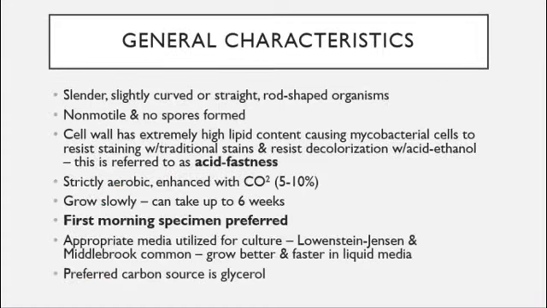Some general characteristics when it comes to Mycobacterium. They're slender, slightly curved or straight, rod-shaped organisms. They're non-motile, and no spores are formed. Cell walls have extremely high lipid content, causing mycobacterial cells to resist staining with traditional stains. They usually resist decolorization with acid alcohol or ethanol, and this is referred to as acid fastness. They're strictly aerobic, enhanced with CO2. They usually grow slowly and can take up to 6 weeks.